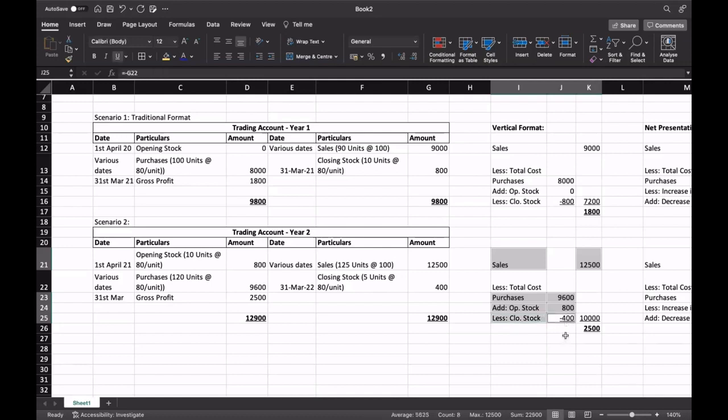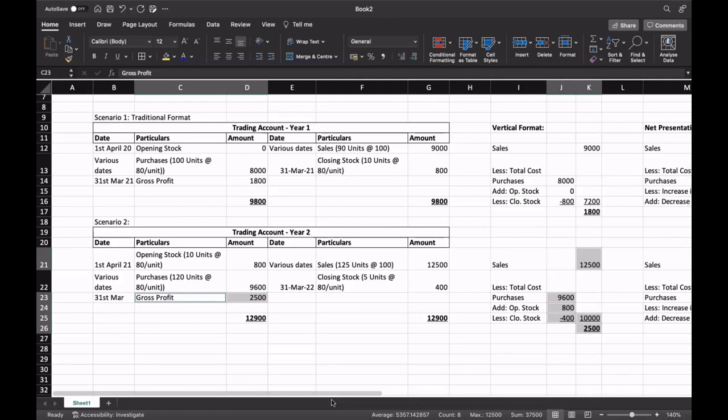So if you see now, my total cost is coming down, because here I purchased 9,600, I added opening stock of 800, I believed my total cost is 10,400, but it is not 10,400 for achieving the sales of 12,500. Actually, out of 10,400, still 400 is unsold. It means the remaining 10,000 is only my cost, and that will be compared with 12,500. So I can arrive at the profit of 2,500. That obviously matches here as well. Okay, so this is the logic behind the vertical format presentation.